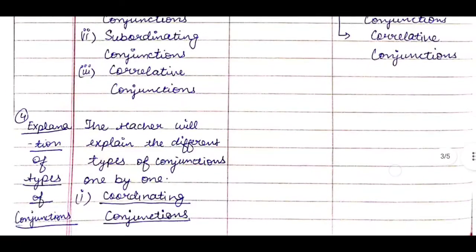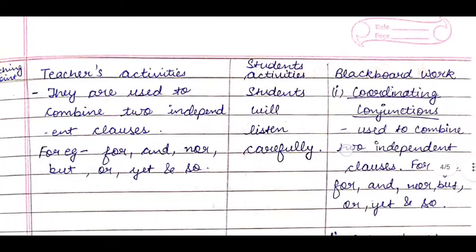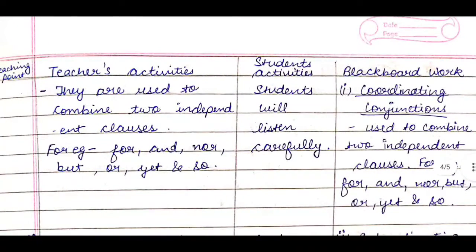After that, the fourth teaching point is explanation of types of conjunctions. Now we have listed the types of conjunctions, but now it is time to explain them. The teacher will explain the different types one by one. The first one is coordinating conjunctions. She'll explain that they are used to combine two independent clauses. For example, for, and, nor, but, or, yet, and so.